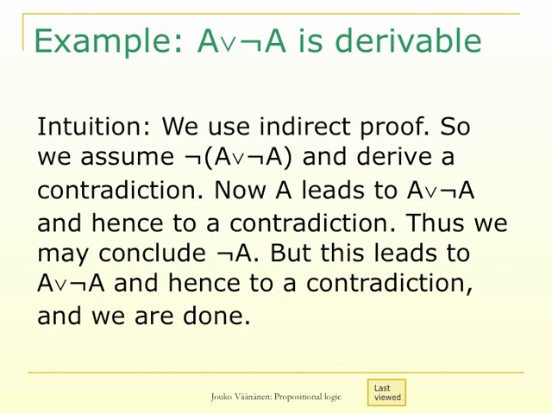In this situation, A leads to A or not A and hence to a contradiction, because we have made a temporary assumption which is just a negation of A or not A. Thus we may conclude not A and eliminate the temporary assumption A. But this leads again to A or not A and hence to a contradiction, and we are done.